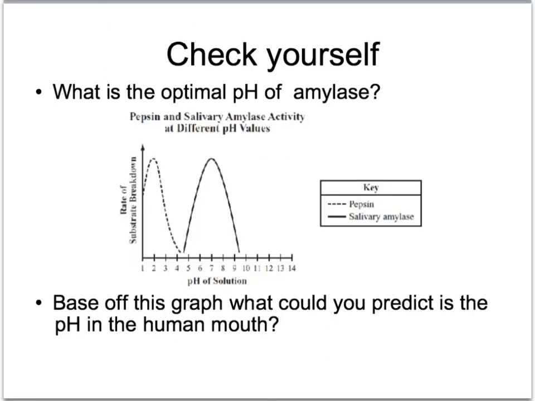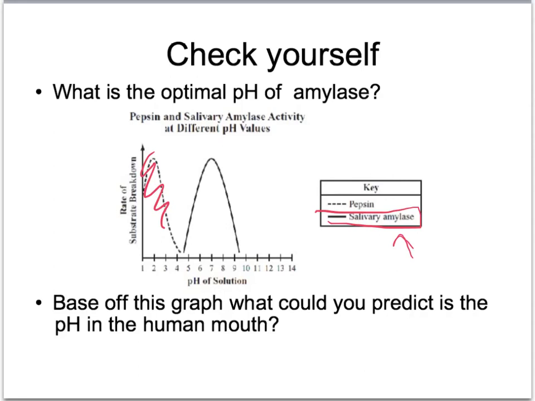Try this problem just to see if you understand those key concepts. Figure out the optimal pH of amylase, and then use that information to predict the pH in the human mouth. The first thing you would need to do this problem is look at the key. You see that amylase is the solid line, because it says it right here. You don't need to concern yourself with this graph, because that's pepsin.